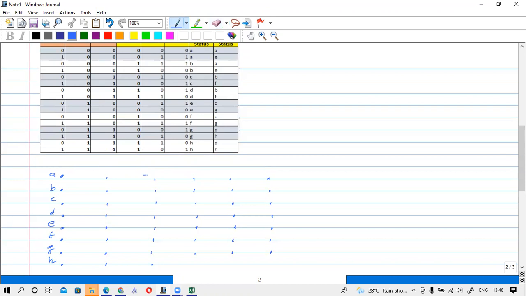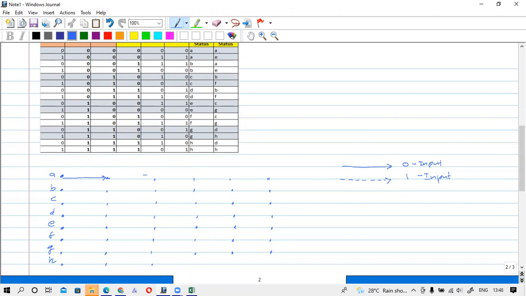So you can see that. As usual, we will use thick lines to denote zero input, and dashed lines to denote input one. For zero input, we will use a thick line, and for input one, we will use a dashed line. So using this table, if the input is A, the next state will also be A. So for input A, the next state is also A.